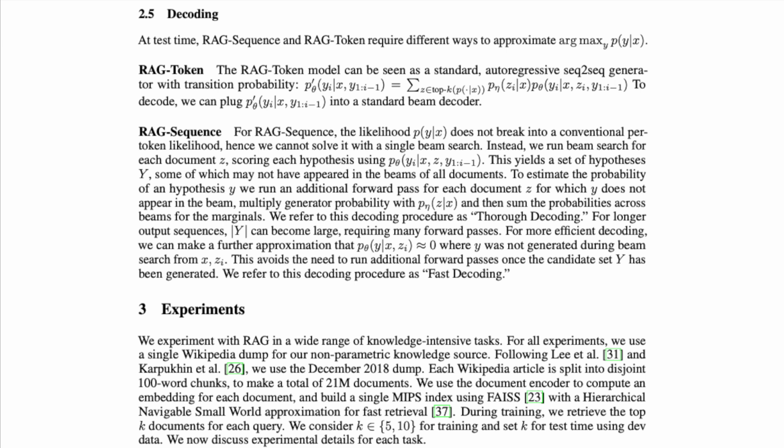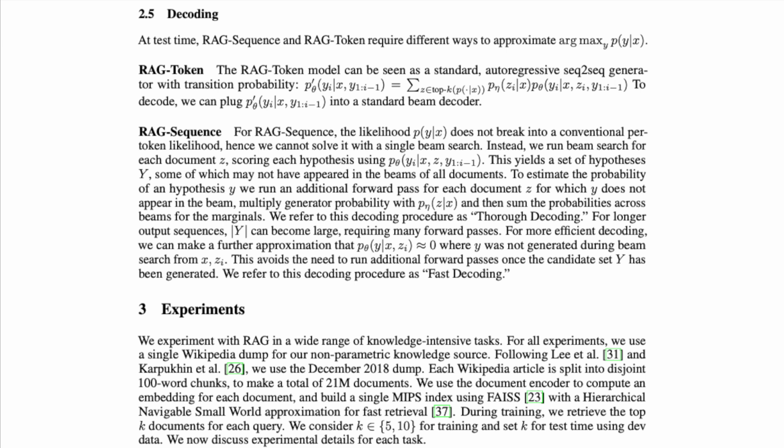RAG-Sequence. For RAG-Sequence, the likelihood p(y|x) does not break into a conventional per-token likelihood. Hence, we cannot solve it with a single beam search. Instead, we run beam search for each document z, scoring each hypothesis using p_theta(y_i | x, z, y_1 through y_{i-1}). This yields a set of hypotheses Y, some of which may not have appeared in the beams of all documents. To estimate the probability of a hypothesis y, we run an additional forward pass for each document z for which y does not appear in the beam, multiply generator probability with p(z|x), and then sum the probabilities across beams for the marginals. We refer to this decoding procedure as Thorough Decoding.